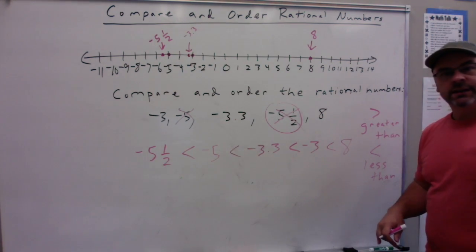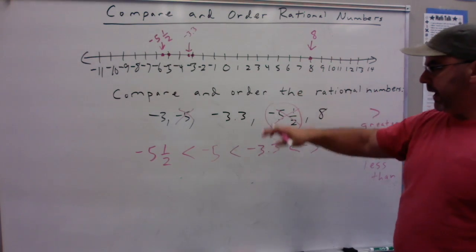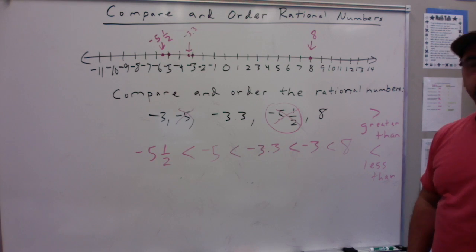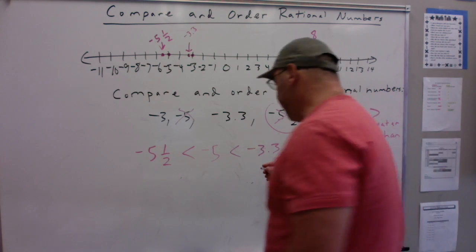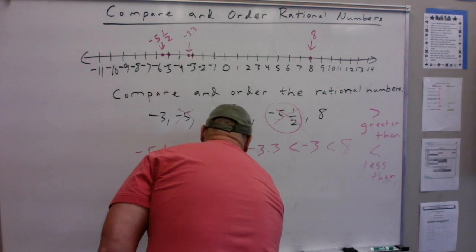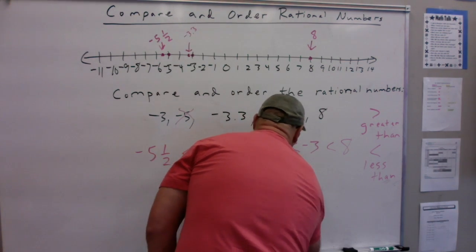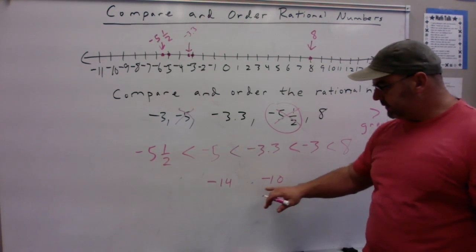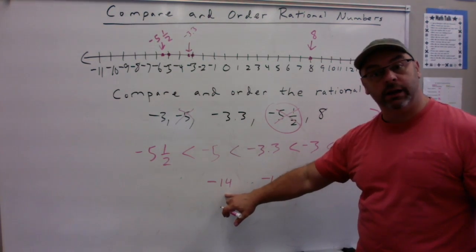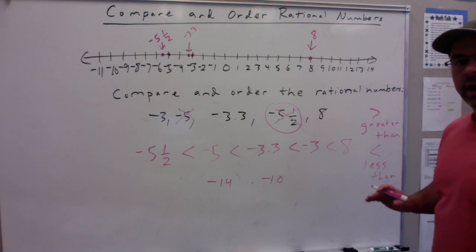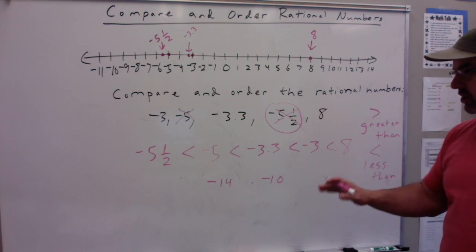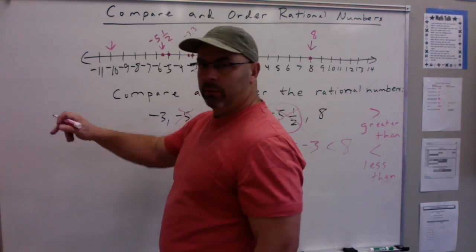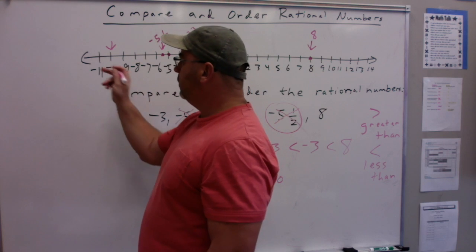Yes, it is. So we can order them on a number line, or else we can order them using signs, okay? So real quick, what's bigger? -14 or -10? Now here's the thing. If I look at this number, the 14, it's bigger, right? But remember, the bigger negative number is actually less than. So here's -10, right? Here's -10. Where would -14 go? To the left.